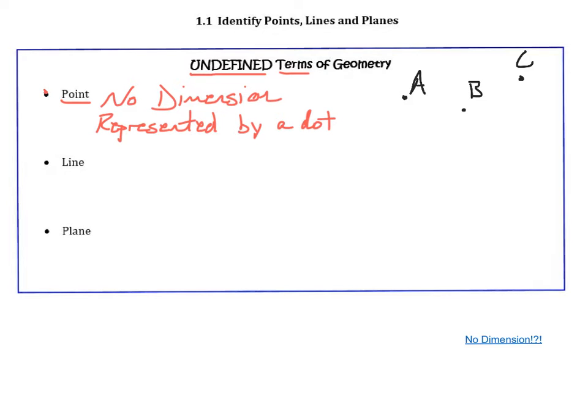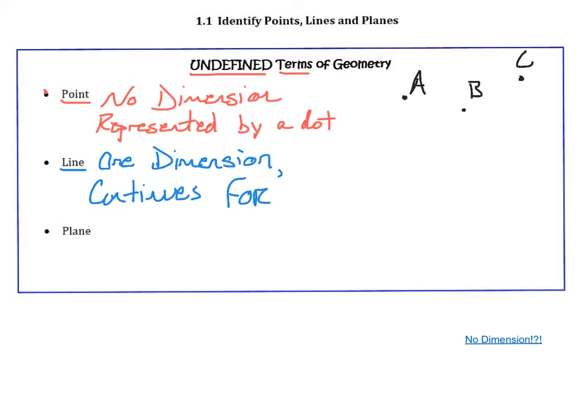Next undefined term that we come across, a line. What you need to know about this is that it is one-dimensional. In this case, it has some length, and it also continues on forever. So to represent that, I'm going to have kind of like this straight segment with arrowheads on either end. Those arrows tell me that it continues to go in that direction forever.